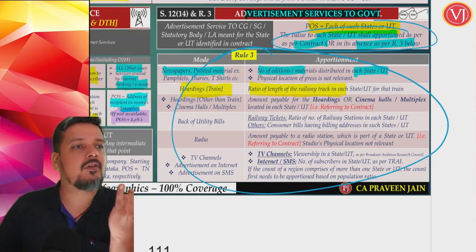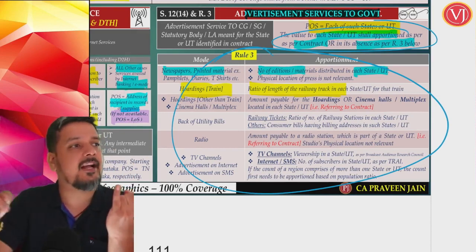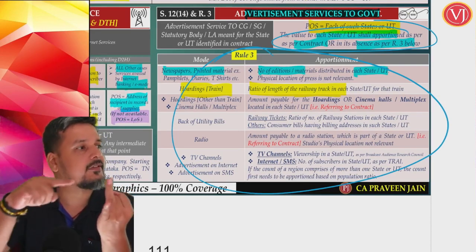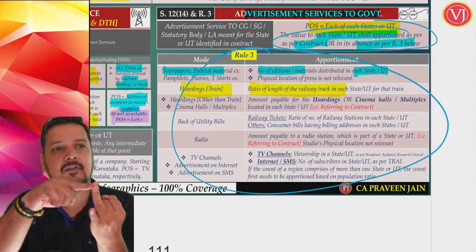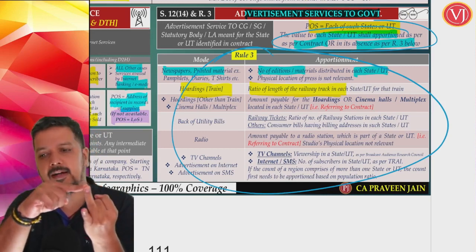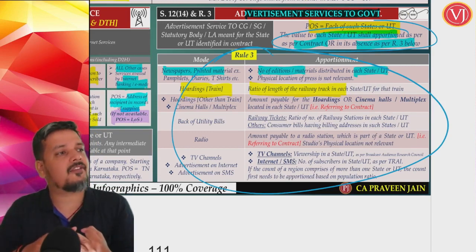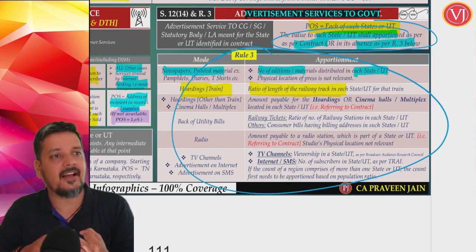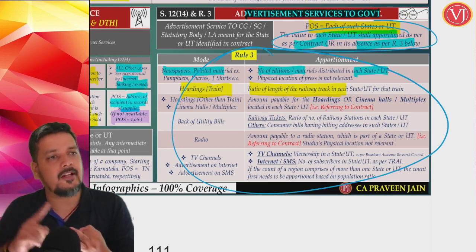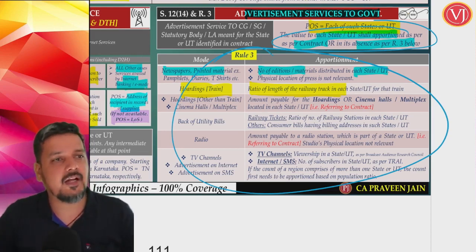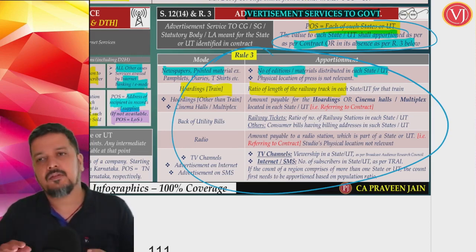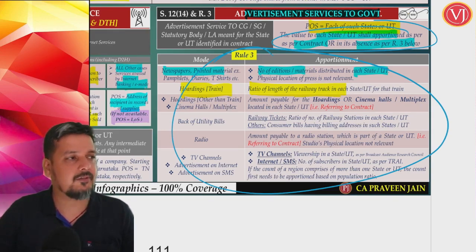Advertisement service to government. If the contract gives the breakup, go with it. Otherwise, rule 3. Immovable property related services. If multiple states have the answer, if the contract gives you the answer, go with it. Otherwise, rule 4. Organization of an event. If multiple states have the answer, if the contract gives you the breakup, go with it. Otherwise, rule 5. So that is everything about your section 12.